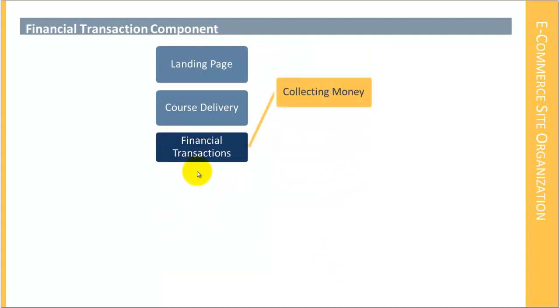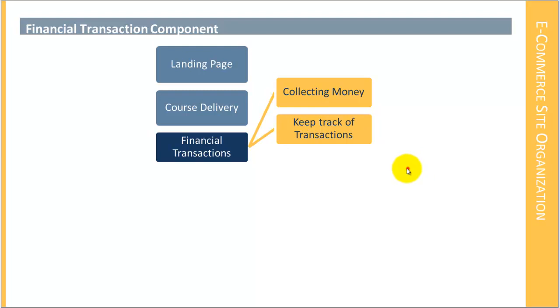Okay, the next component that we'll be talking about is the financial transaction component. It has a number of parts. The first part, of course, is collecting the money. Besides collecting the money, we also need to keep track of our transactions.